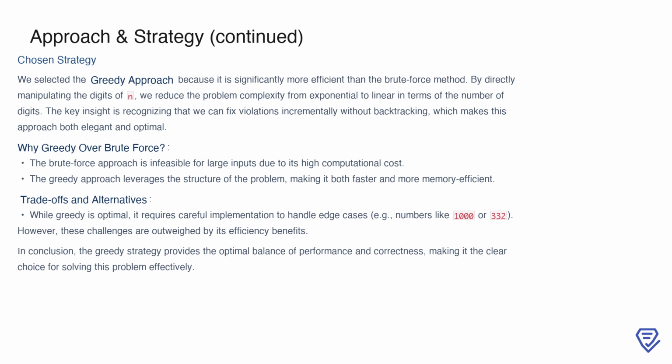While the implementation does demand careful handling of edge cases, such as numbers like 1000 or 332, the trade-offs are minimal compared to the significant performance benefits. In conclusion, the greedy strategy strikes the perfect balance between efficiency and correctness, making it the ideal choice for solving the monotone increasing digits problem effectively.